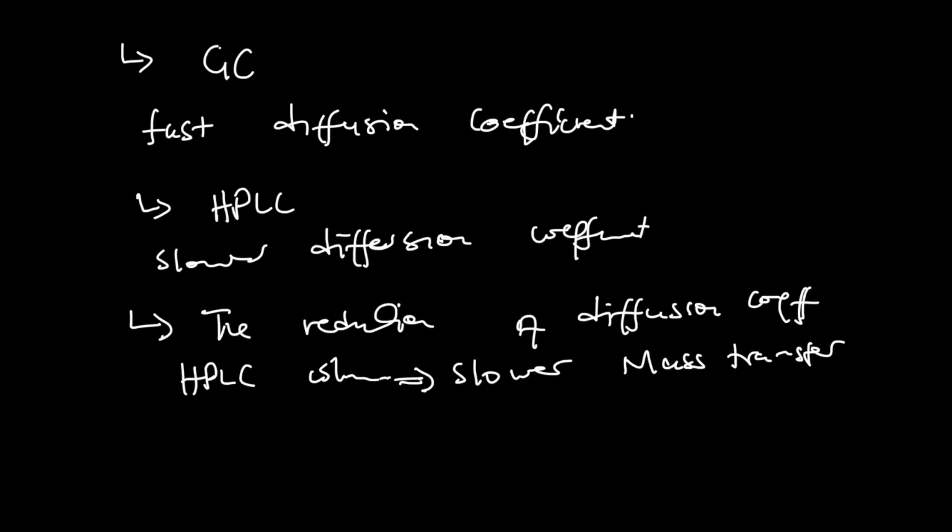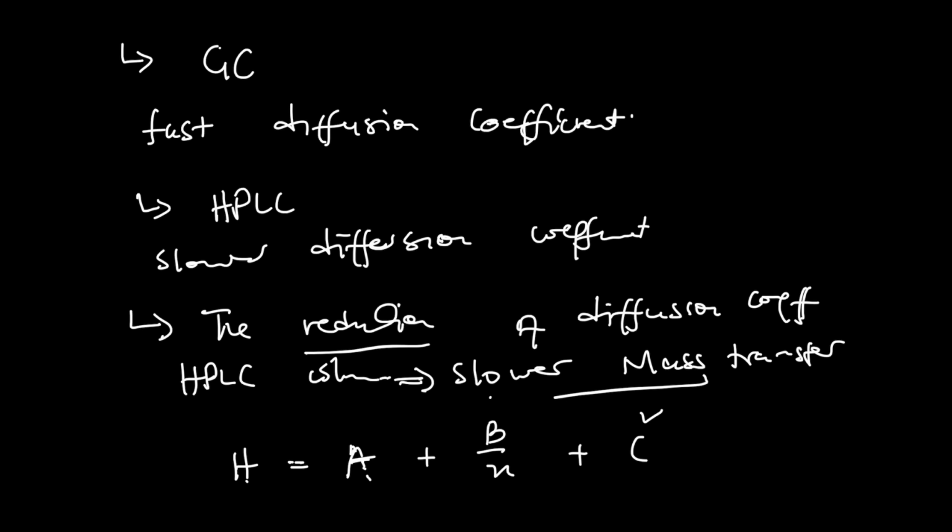Right? As you would recall, the Van Deemter equation, which is H equals A, which is the eddy diffusion, plus the longitudinal diffusion term, plus this C. So this C refers to the resistance to mass transfer. So basically, we've got a liquid mobile phase, and this liquid mobile phase will have a slower diffusion coefficient compared to a gaseous mobile phase. As a result of the reduced diffusion coefficient in HPLC, there's going to be a slower mass transfer, which is related to the Van Deemter equation.